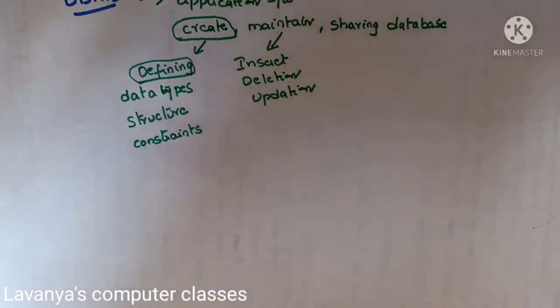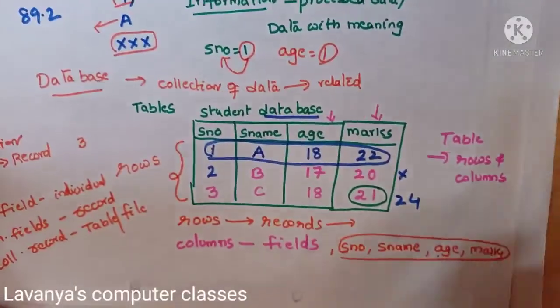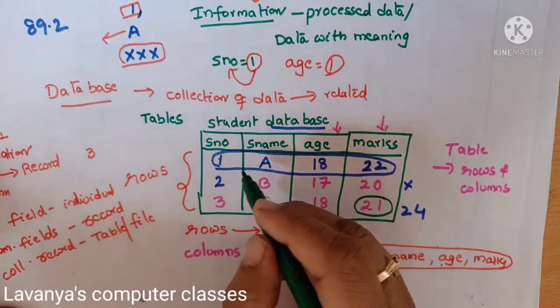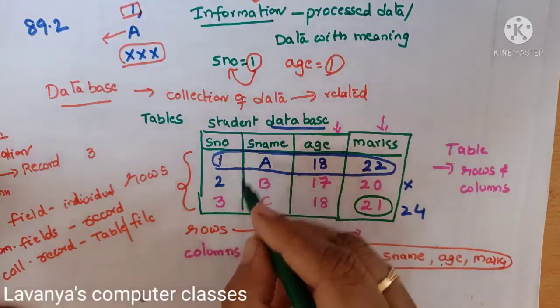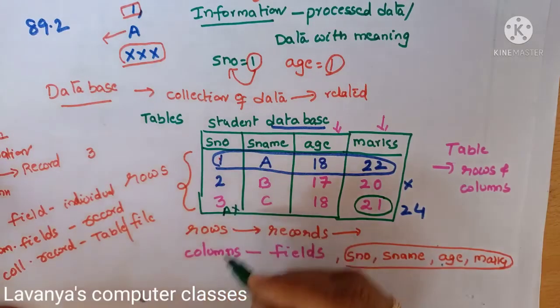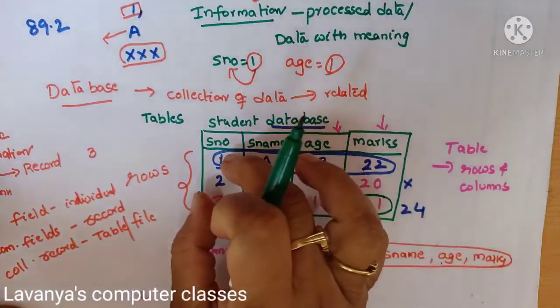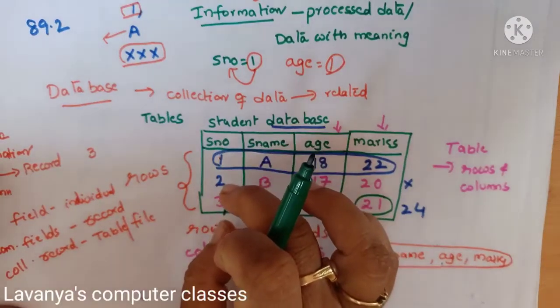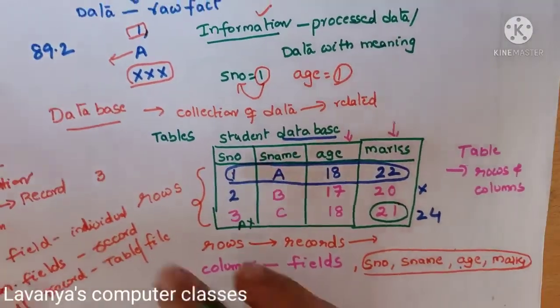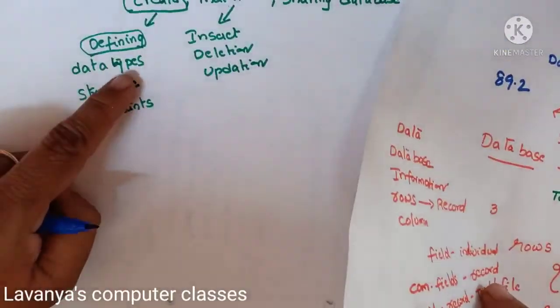Data types. What do data types mean? Again, let's check the previous example of the database with the serial number. In the serial number, what type of values are entered? 1, 2, 3, numerical type. In the serial number, we do not write any information like A, that is not valid data. So in this particular field, which type of data we have to enter is also specified at the time of defining the database only. That is called data types.